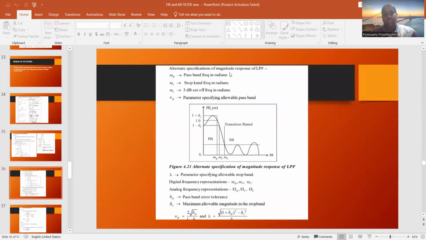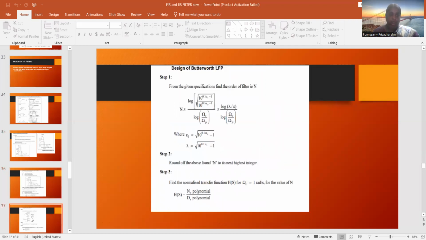And what are the specifications? It is going to be the pass band frequency, the stop band frequency and the cutoff frequency. The parameters: allowable pass band, and this is the parameter specifying the allowable stop band, analog frequency representation, and this is going to be the digital frequency representation, pass band error, and allowable magnitude in the stop band.